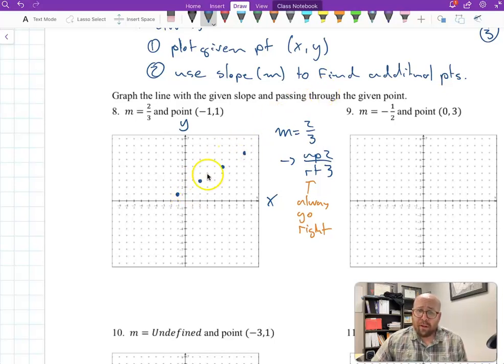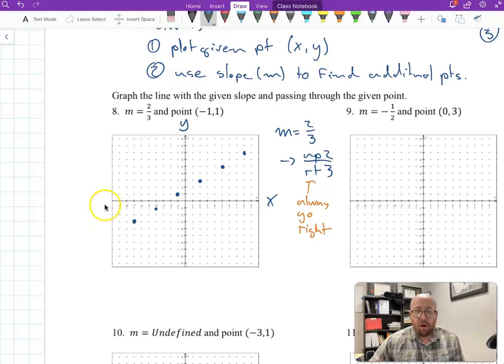You can also go in the opposite direction. So to go in the opposite direction, you're going to go in the opposite of up 2, right 3. The opposite of up 2, right 3 would be down 2, left 3. So we can go down 2 to the left 3. We can go again, down 2 to the left 3. Down 2 to the left 3.